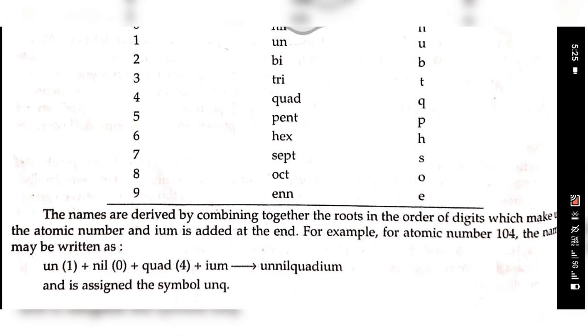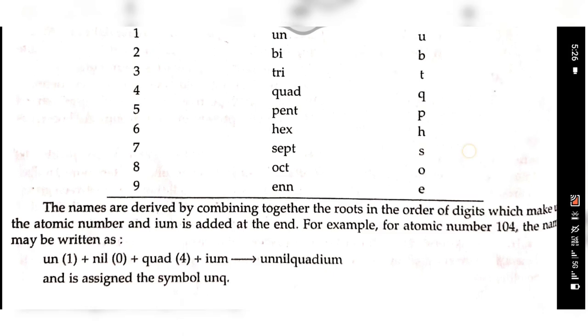The names are derived by combining together the roots in the order of digits which make up the atomic number, and ium is added to the end. For example, for atomic number 104, 1 means un, 0 means nil, 4 means quad, plus ium, totally said as unnilquadium.